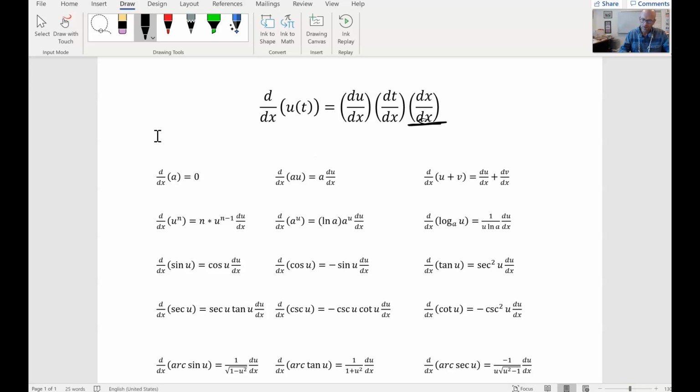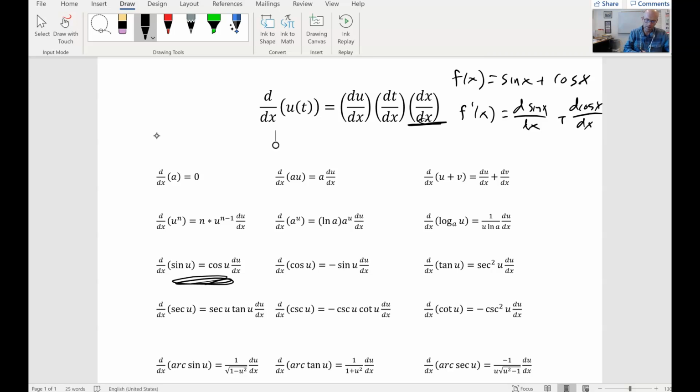That's the second rule. The third rule says if you're trying to add two different things together and take the derivative of both of them, you can just take the derivative of them separately and then add them together. So if I had a function, for example, that's equal to sine x plus cosine x, then the derivative of that would be the derivative of sine x plus the derivative of cosine x, which we'll have to go down here to see what that is. But for right now, I'm just showing you that this rule is telling you that you can take the derivative separately.